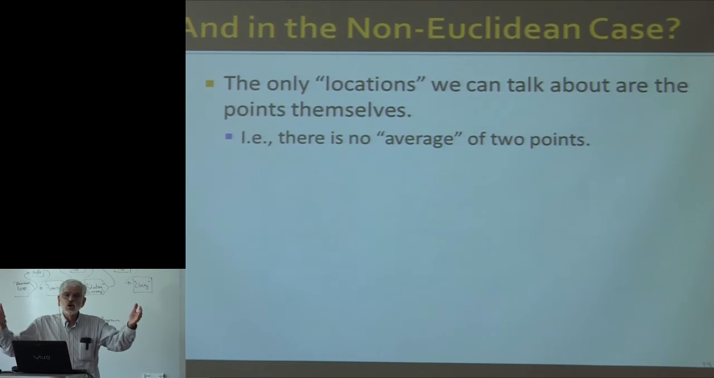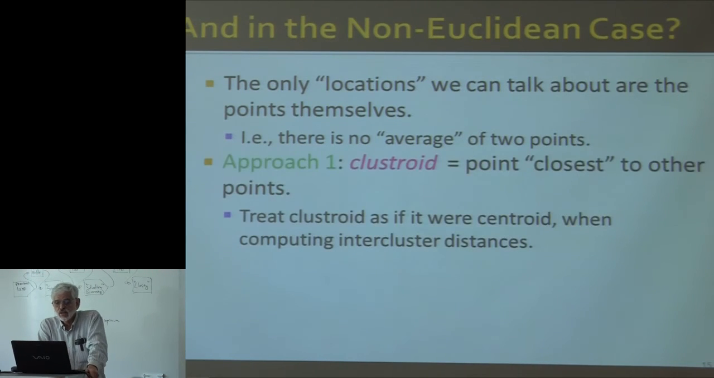That's if I take 2 genetic sequences, there's no notion of their average, the way there is if I take 2 points in, say, a 10-dimensional space. There is an obvious notion of average. So one thing you can do is represent a cluster in a non-Euclidean space by what's called the clustroid.